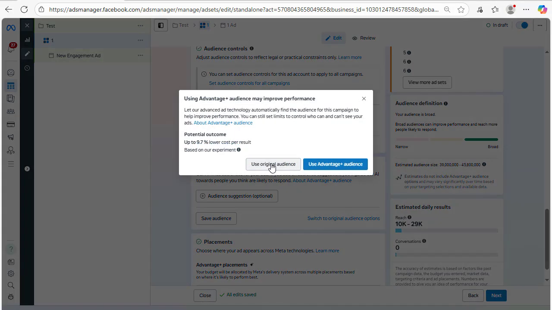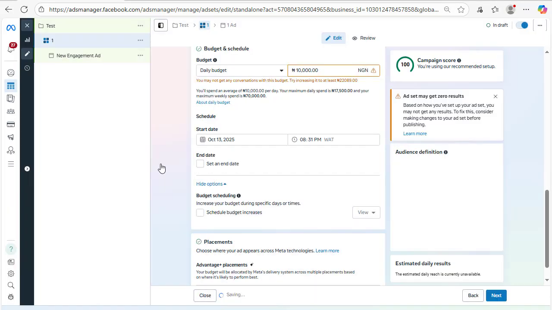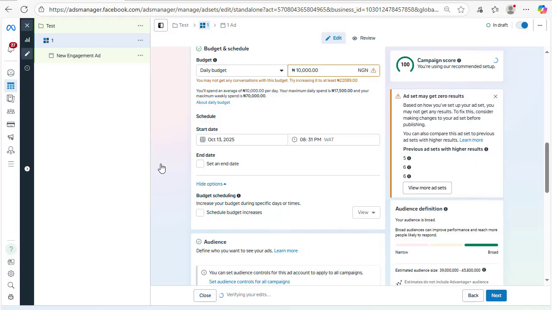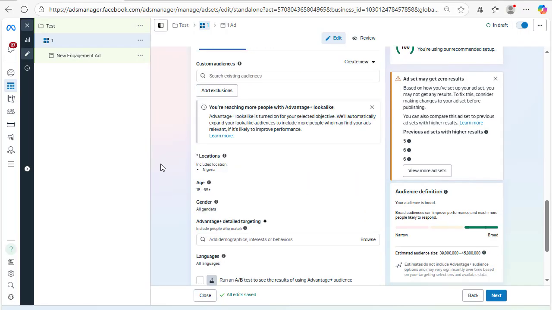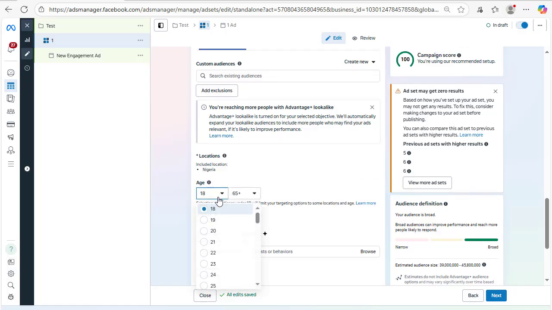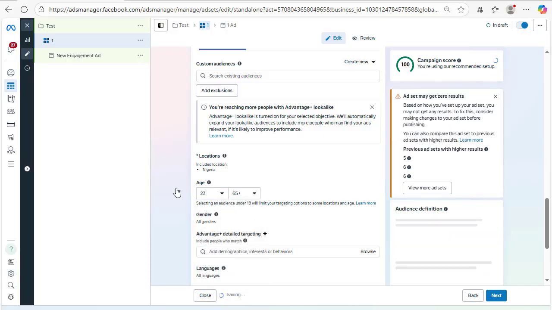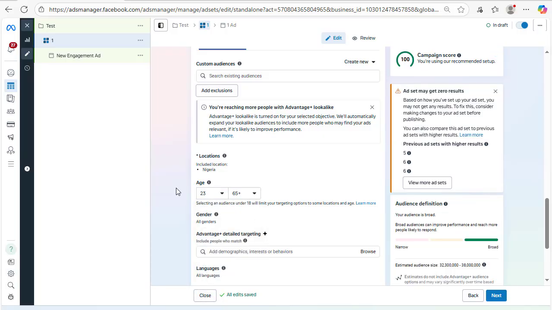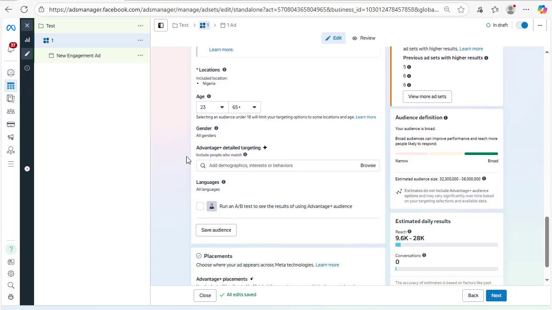But let's say along the line, your ad budget or your cost per conversion starts increasing, then the first thing you want to do is come and adjust the age. The age is a very big factor. You want to adjust this age to 23. You understand? Because most times the 18 might give you plenty of messages, but it's going to cost you more. So you want to adjust your age. You can easily just leave your gender.